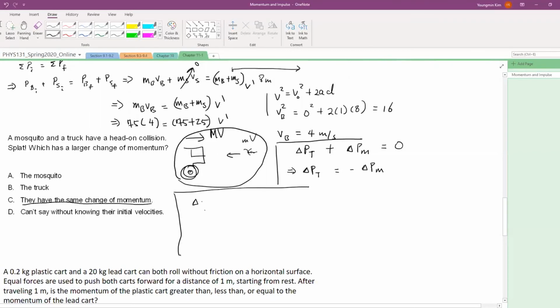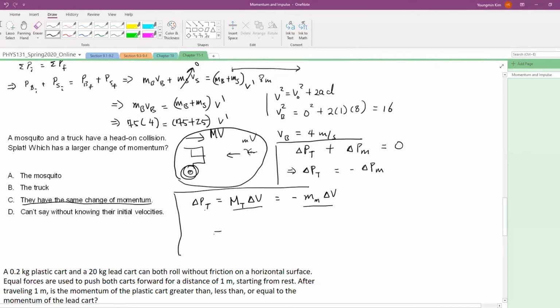Now, the change of momentum for the truck simply involves the mass of the truck that doesn't change, and involves the change of the velocity of the truck here. Okay, so I've just written this in terms of change of velocity. And that is equal to minus, I will write a small m here, the mass of the mosquito, and it will also bear a change of velocity. And these two, in terms of magnitude, are the same.